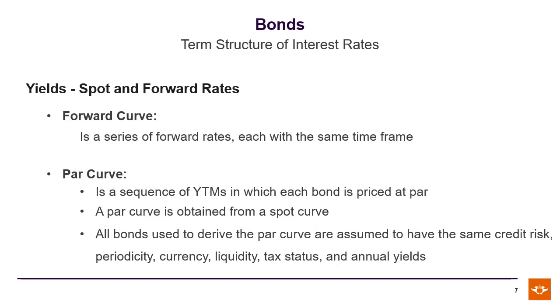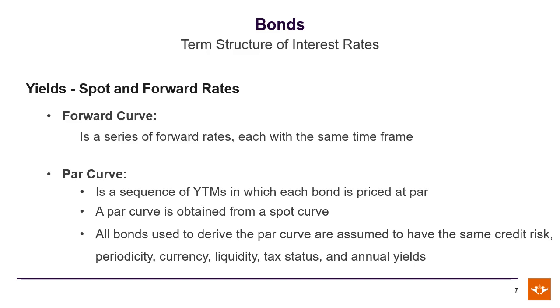The par curve is a sequence of yield to maturities in which each bond is priced at par. Now, when we learned about bonds in the previous unit, remember we learned that if the bond is priced at par, that means if the price is equal to the par or face value, then that means the yield to maturity equals the coupon. A par curve is obtained from a spot curve, and all bonds used to derive the par curve are assumed to have the same credit risk, pay coupons with the same frequency, they are in the same currency, they have the same level of liquidity, tax status, and annual yields.